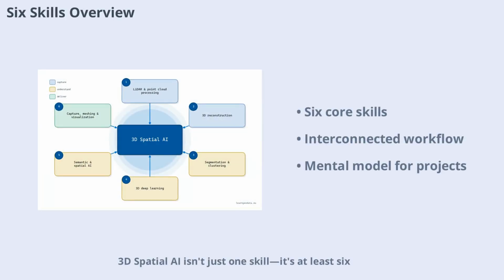3D spatial AI isn't just one skill. It's at least 6, each feeding into the next. The value lies in the wiring between them. These areas are LiDAR and point cloud processing, 3D reconstruction, segmentation and clustering, 3D deep learning, semantic and spatial AI, and capture, meshing, and visualization. Understanding how these skills interconnect gives you a mental model for tackling any spatial AI project. This roadmap helps you see where to start, what tools to use, and how to progress from opening a point cloud to building a full spatial AI system.